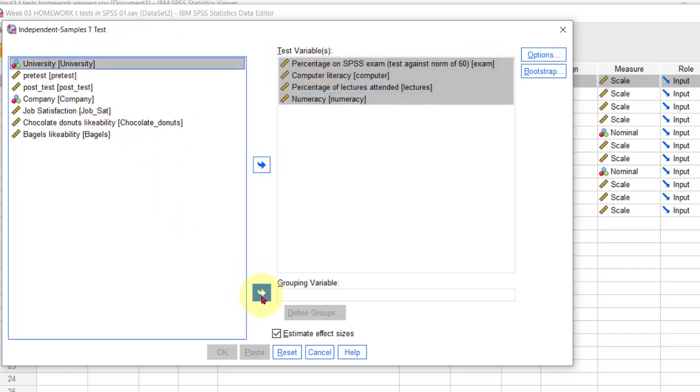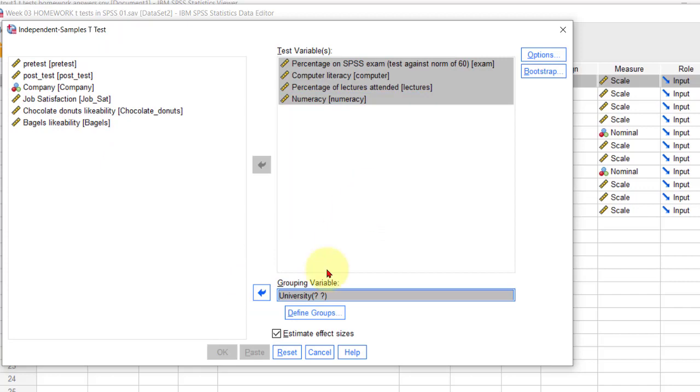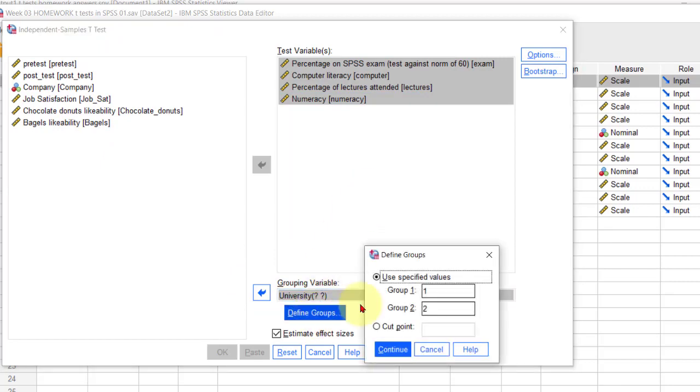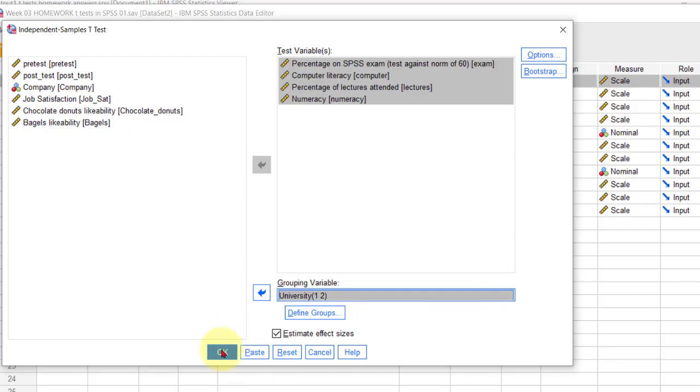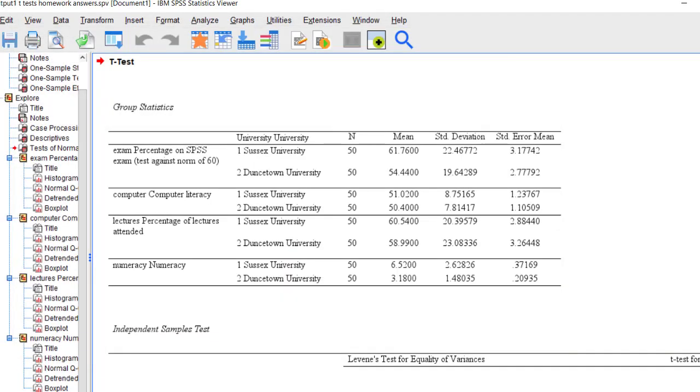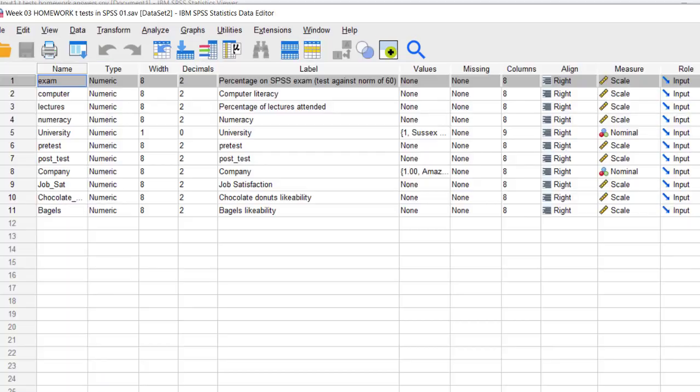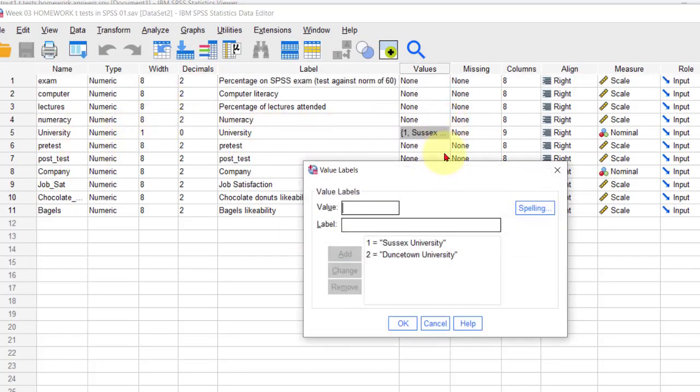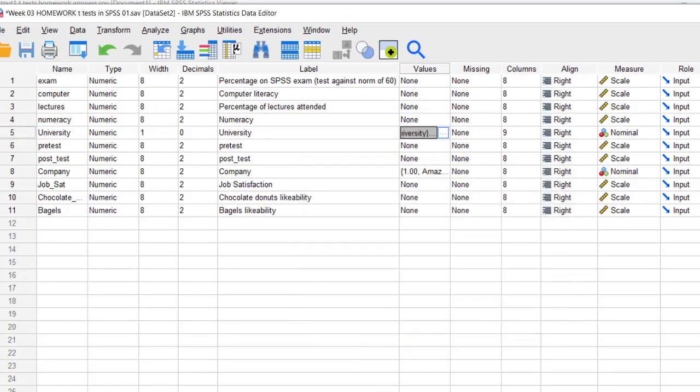And our grouping variable, our partitioner, is the university, right? And it's marked 1 and 2. Let me show you what that means. Click OK. Right, 1 and 2. That is this right here, right? 1 is the Sussex University, 2 is the Dunstan. All right, and then we just go ahead and look at the output.